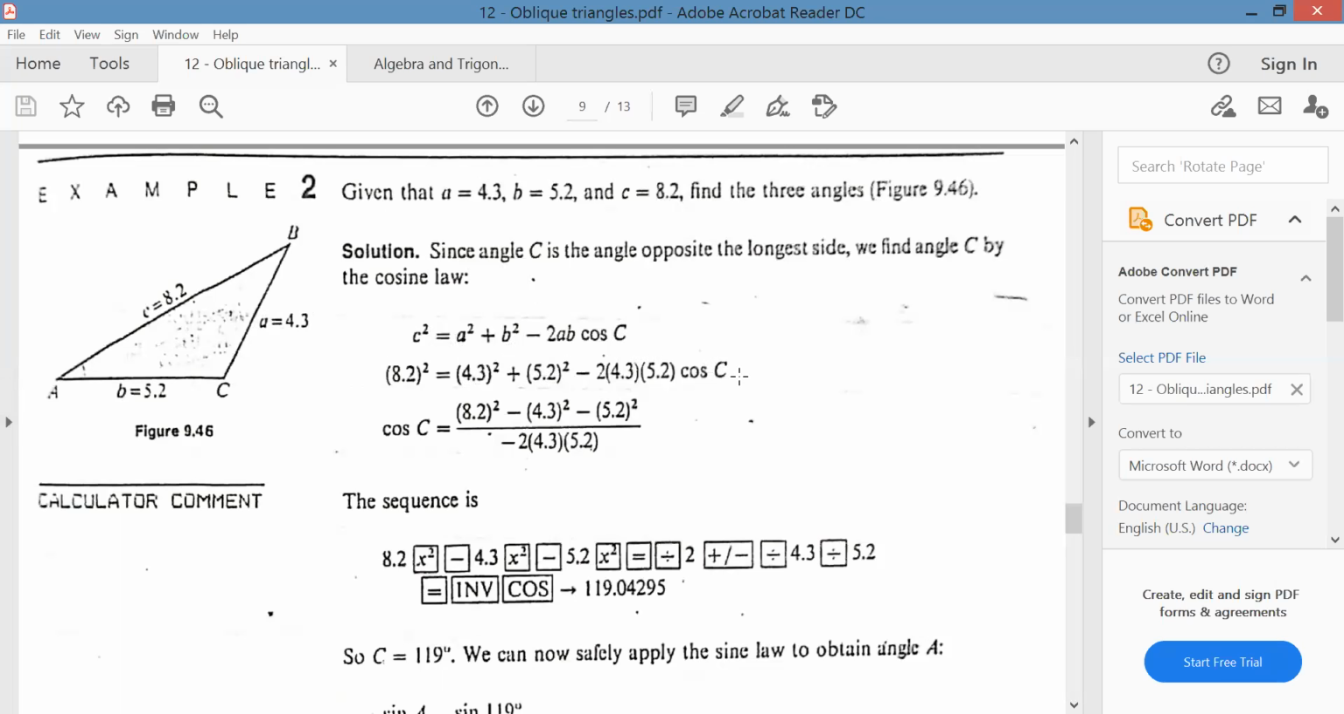Cos C will be as it is, because this is unknown to you. You want to find the value of C. So cos C will be as it is. The remaining known values have been substituted.